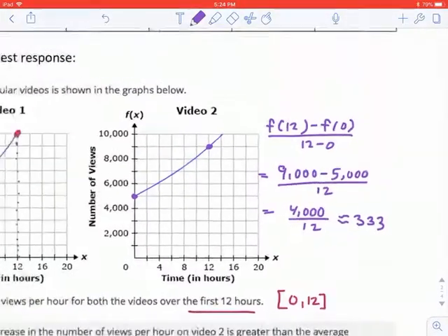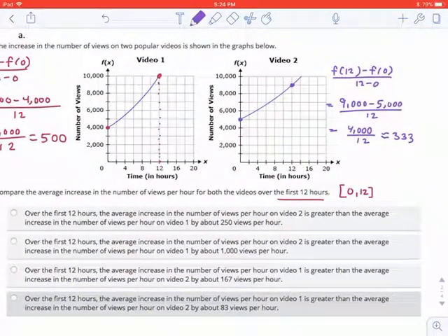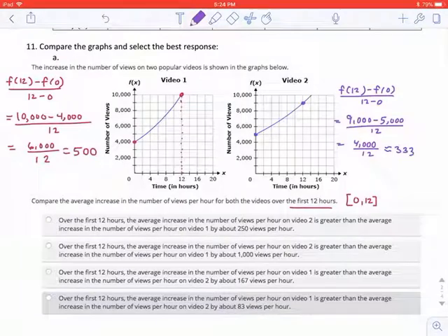Now that I have this, I can kind of look and compare. So what kind of options do they give us? Over the first 12 hours, average increase in the number of views per hour on video 2 is greater than the average increase in the number by about 250. Okay, so all of these, they are looking for which video has more and by how many. So this one's 250, 1,000, 167, 83.